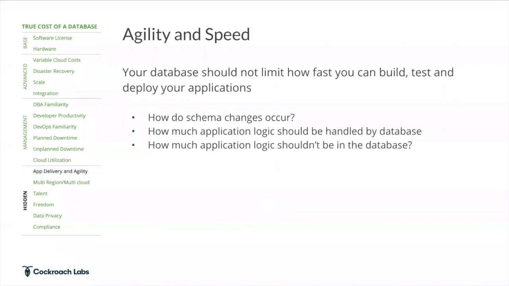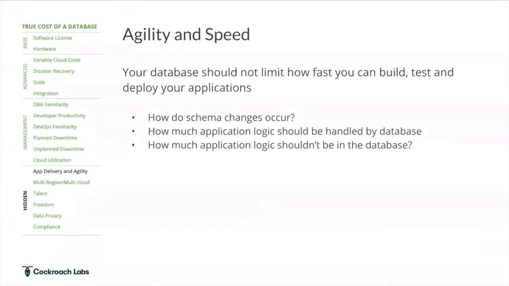Finally, moving into some of these hidden ones, agility and speed. Again, I talked about this a little bit earlier, but how quickly can you make changes to your applications, build, test, and deploy them, right? Schema changes are going to occur. Application logic, how much should be handled by the database? Can I move application logic that was in the database out of the database?